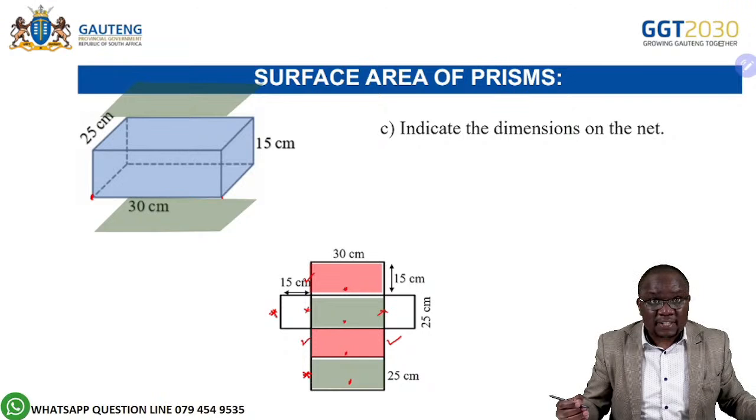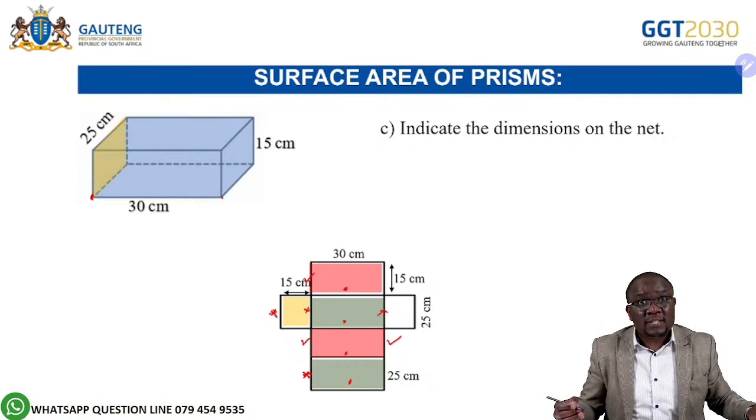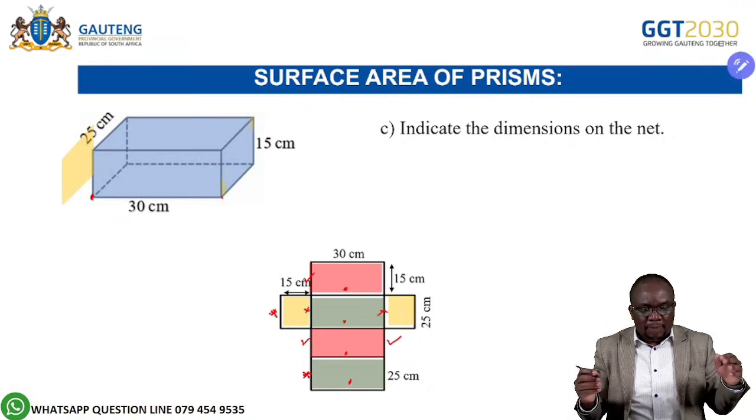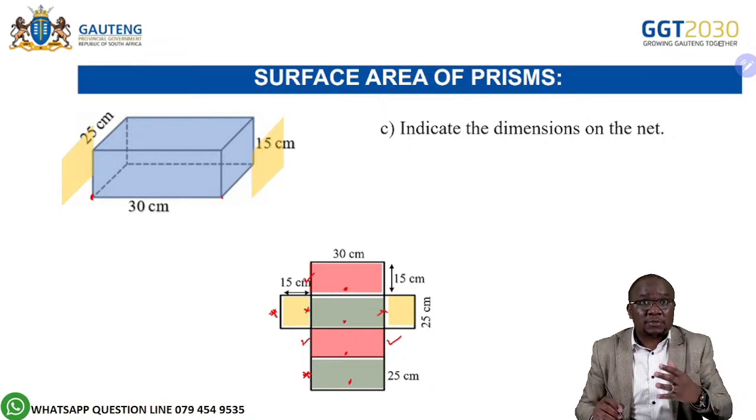Now let's go to the left, right. We have this one here. This is the left, which is this part here. You see that? And then we have the right there. You see that? So they go in pairs. Top, bottom, right, left, front, back. So there are 6 of them, isn't it?